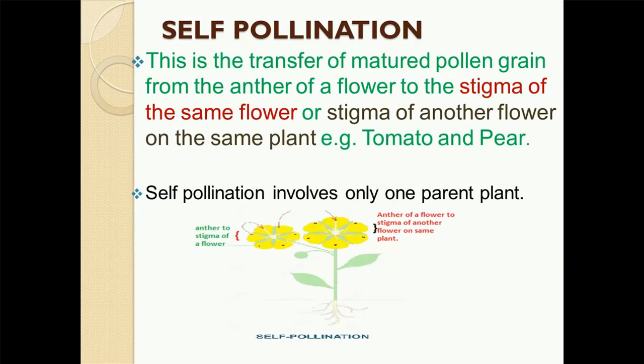Now, self-pollination involves only one parent plant. So only one plant is involved. The plant can have many flowers, it doesn't matter, but just one plant. Good. Now, if you look at the image here, we have a plant, and on the plant we have two different flowers. Now, self-pollination can occur in different ways. The first one is when the anther of a flower moves to the stigma of the same flower. That is self-pollination. Or when the pollen grains in the anther of a flower move to the stigma of another flower on that same plant, that is also self-pollination. So take time and go through this.